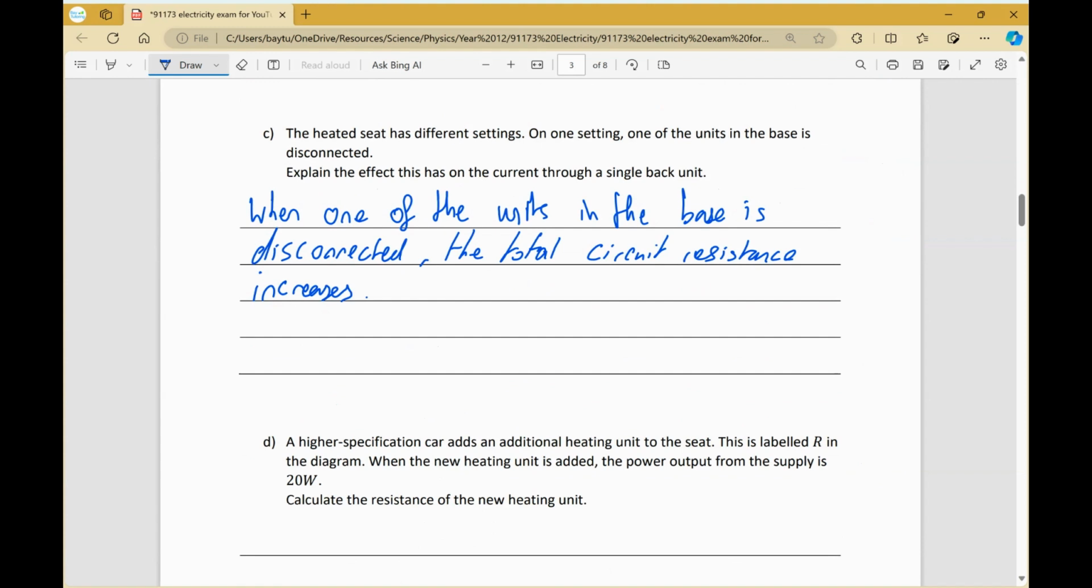So we know that V equals IR. You don't have to use formulas in your explanations, but they are very helpful. So V equals IR. So increased resistance will reduce the circuit current, and therefore reduces the current.